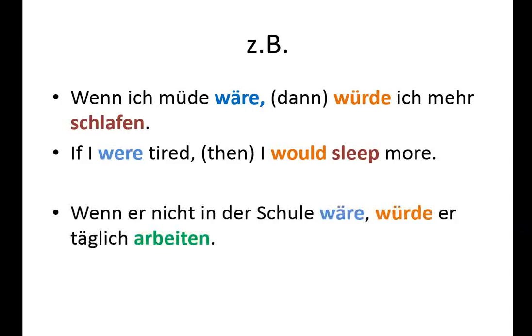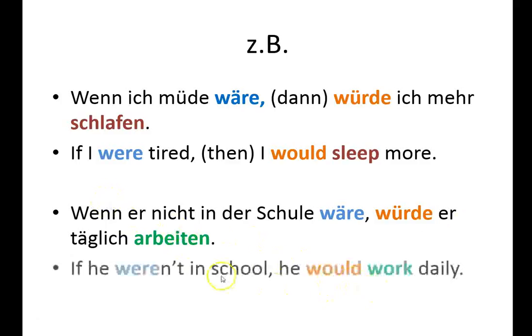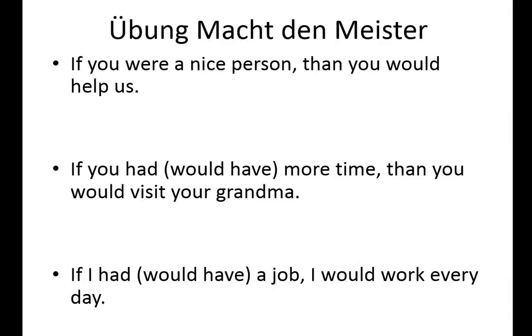The next one. Wenn er nicht in der Schule wäre, würde er täglich arbeiten. If he would not be in the school, so if he weren't in school, he would work daily. So we have wenn. This has no then, but it's implied. We utilize subjunctive, and we watch our word order. Make sure you have these two. These would be good examples. So, putting all that into practice, take these English statements and write them as German. Notice if, then, subjunctive, and word order. Pause this video, and when you are done, you can release this video to check your answers.